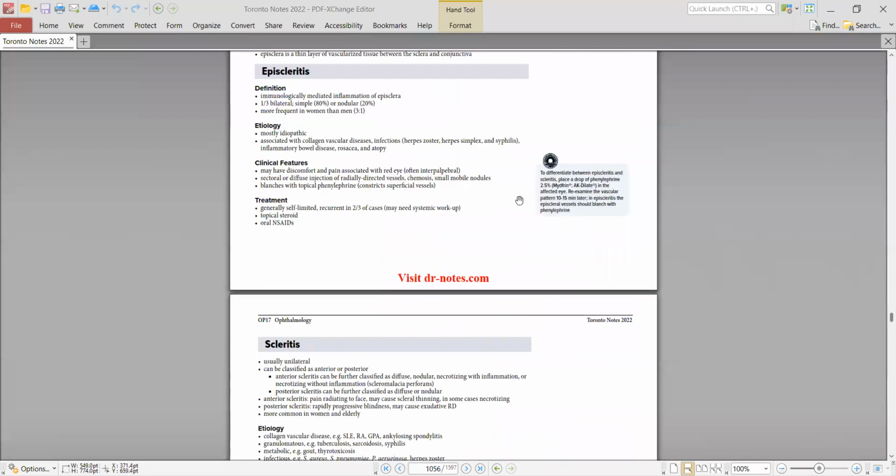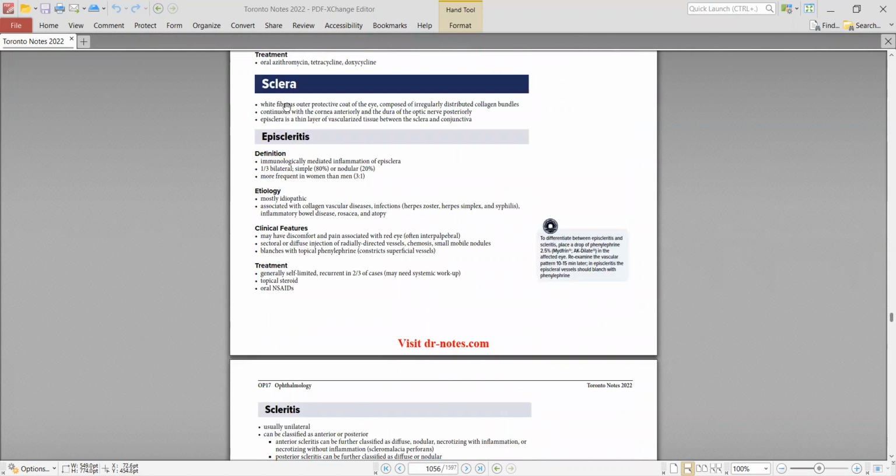Okay, so the next important topic here is episcleritis and scleritis. Sclera is actually the white fibrous outer protective coat of the eye. So the white thing that you see in the eye, that is the sclera. Inflammation of the sclera means the front part which you see white, the back part, as well as the sides, so all over the globe, the eyeball, from 360 degrees.